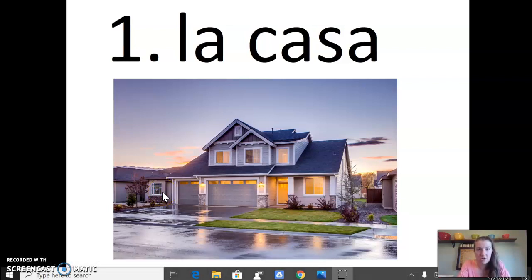Today we are going to go over our new vocab list for la casa, which means the house. So this vocab list has all different rooms of the house, and it also has a verb, which is the verb tener in Spanish, and that means to have. So remember, what you should do is either have the vocab list printed from Google Classroom, and then you can fill it in by hand as you watch this.